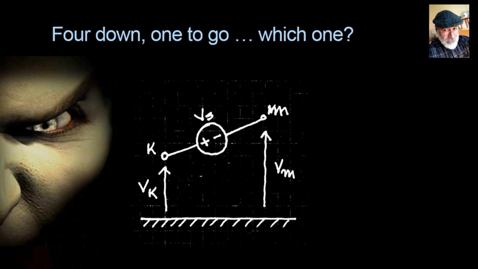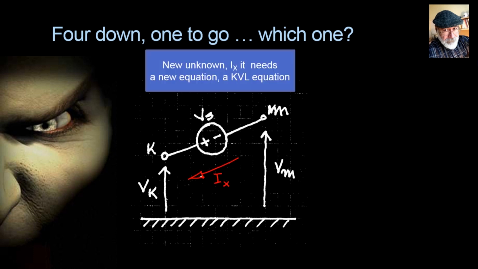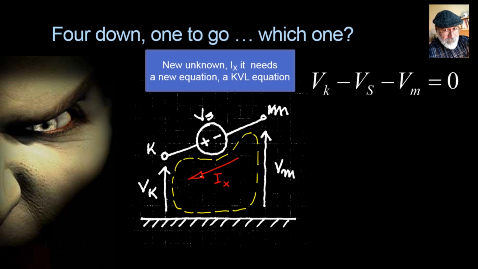We cannot write the current as a function of voltages or anything like that. We know that. We've seen that before. A new unknown, Ix, needs a new equation, and that's going to be, you know what? A KVL equation. This KVL equation. Going up by Vk, going down by Vs, going down by Vm equals 0. Well, solve for Vk, and Vk is Vm plus Vs.